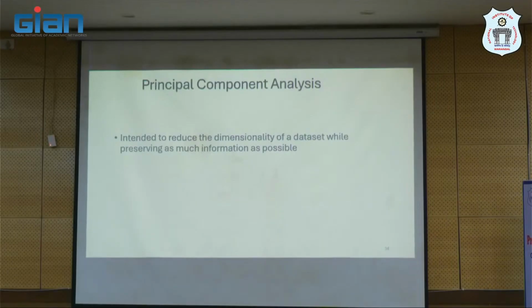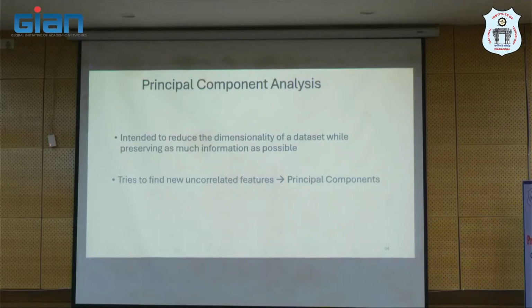That's the primary objective, while preserving the information as much as possible. Okay. And how does it do that? It tries to find new uncorrelated features from the data set, which are called principal components.